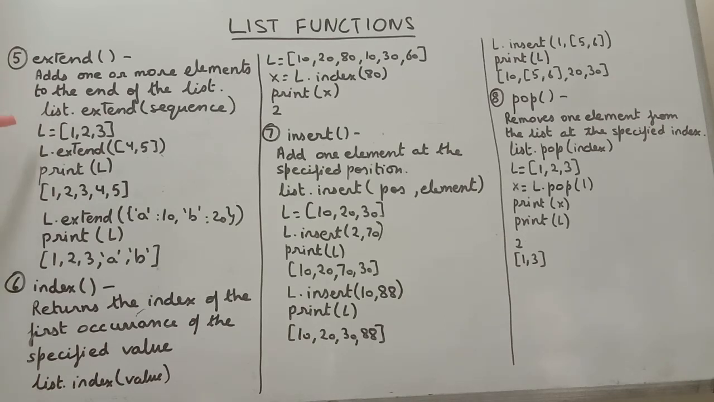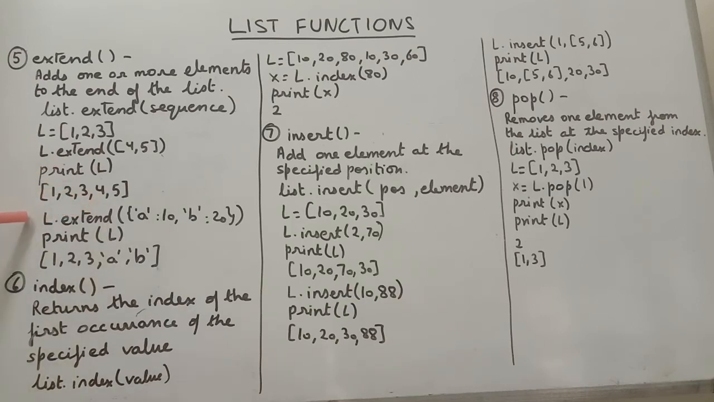For example, if I have taken L is equal to 1, 2, 3, this is my list, and I said L.extend, and within brackets I have provided another list containing 2 elements. So now the size of my list will increase by 2. My resultant list is 1, 2, 3, and then 4 and 5. The individual elements of the sequence will be taken as individual elements of the new list, and the addition will be done at the end of the list.